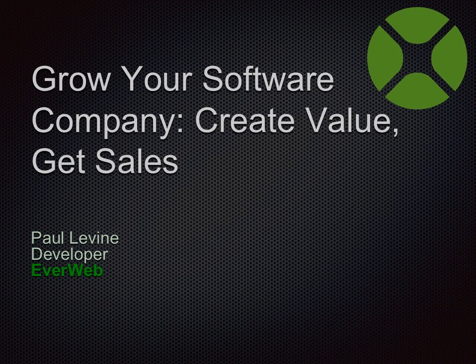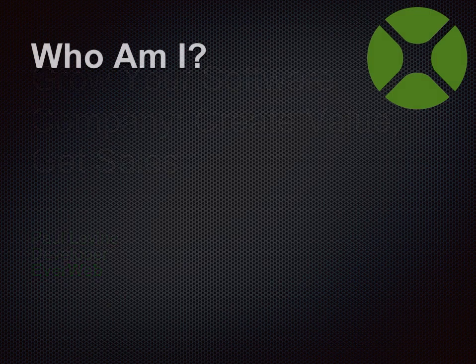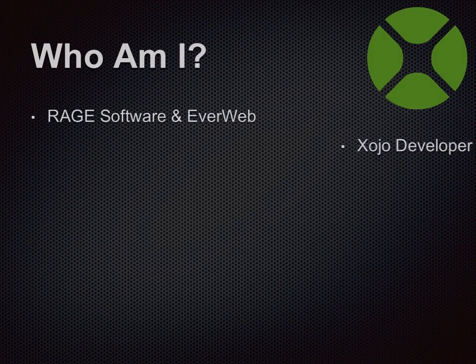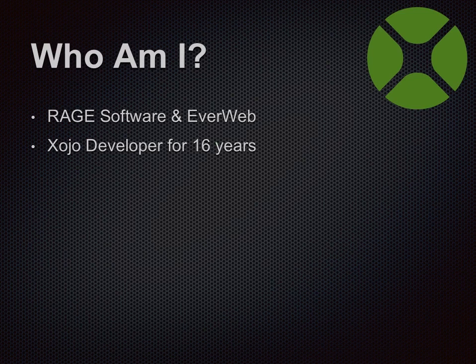So, who am I? My name is Paul. I work for a company called Rage Software, and I've been doing this since 1999, when I started developing with Xojo. I started back making a file manager, and then moved on to focusing mostly on search engine optimization software, and now I make a website builder called Everweb.